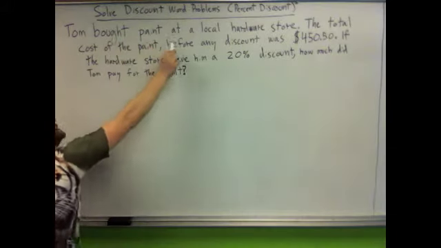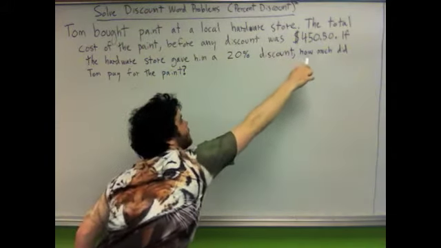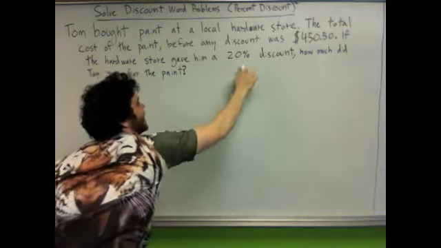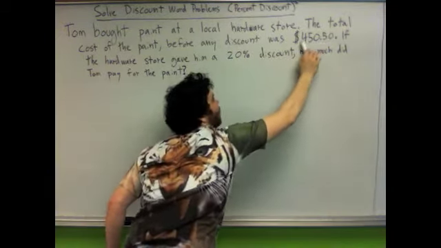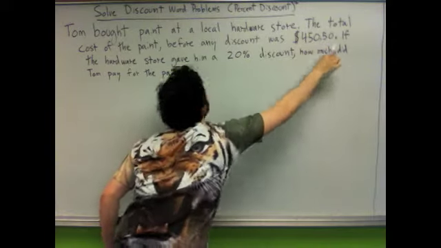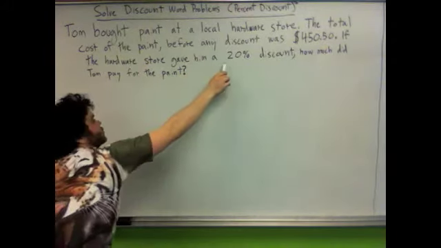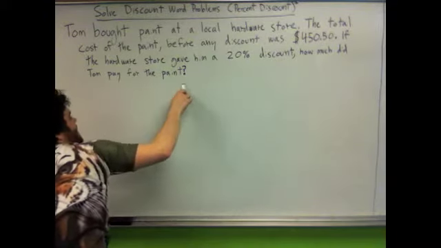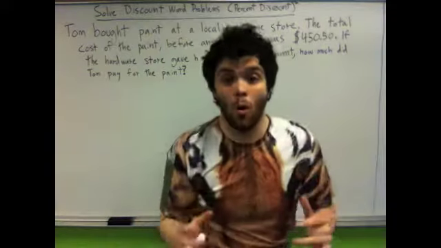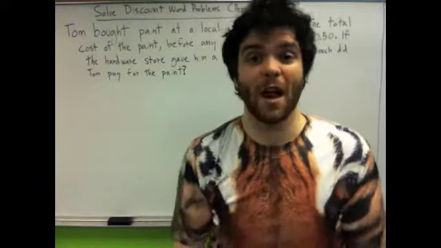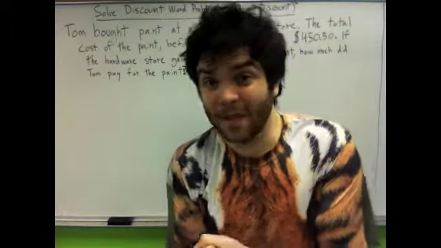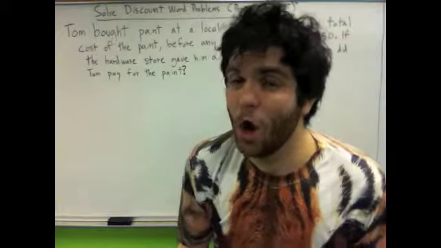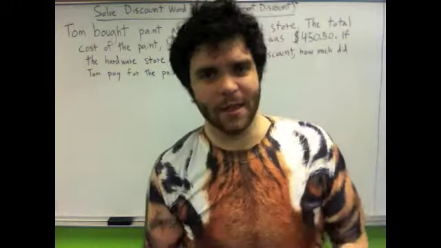Tom bought paint at a local hardware store. The total cost of the paint before any discount was $450.50. If the hardware store gave him a 20% discount, how much did Tom pay for the paint? Whoa, that's a lot of information. We've got a percent in there. We've got an amount of dollars in there that has a decimal, so it's $450.50. What are we going to do? How can we break this down?